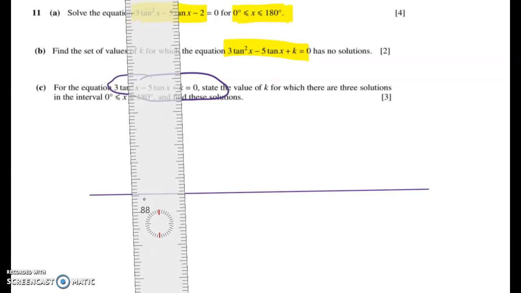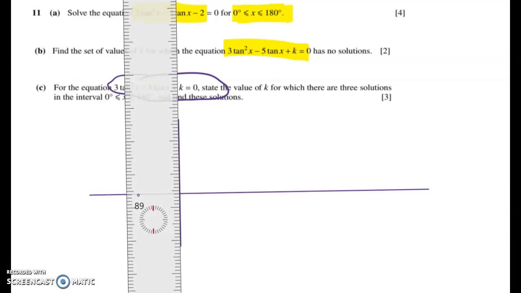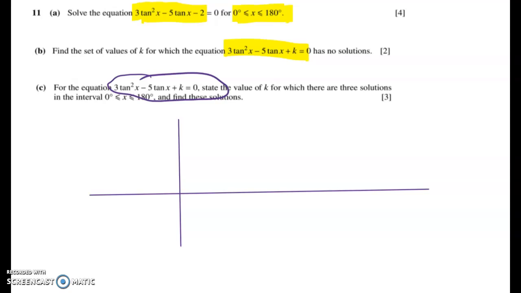So there's a ruler there, and let's chuck in the axes. So the axes are in the purple. Now we'll use sparkly pen for the tan graph. So the tan graph looks like this. And we're only interested in the bit between 0 and 120. So I'm just going to draw that bit in.